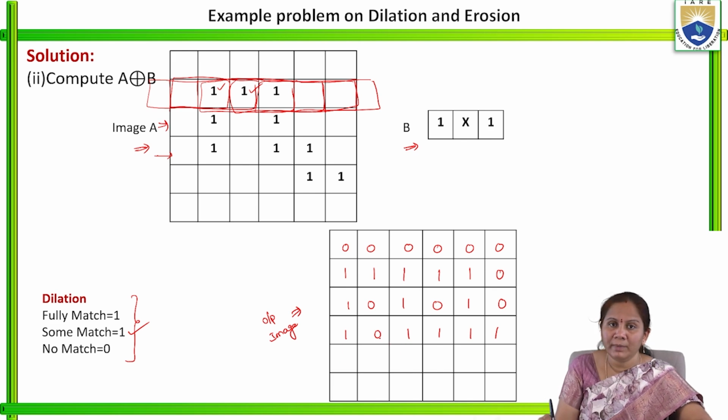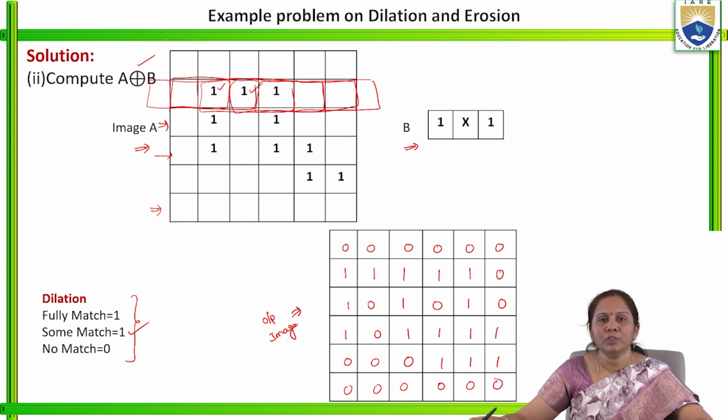And fifth row elements will become 0, 0, 0, 1, 1, 1. And same, if you see here, the last row, if you place the structuring element on all these pixel values of A, not even one element will be matched. So all these values will become 0. So this is how we have to apply erosion and dilation operation.